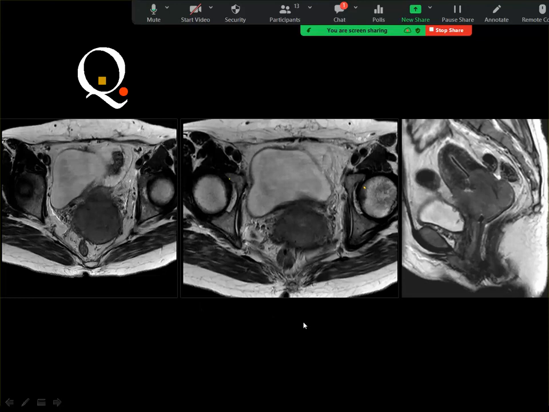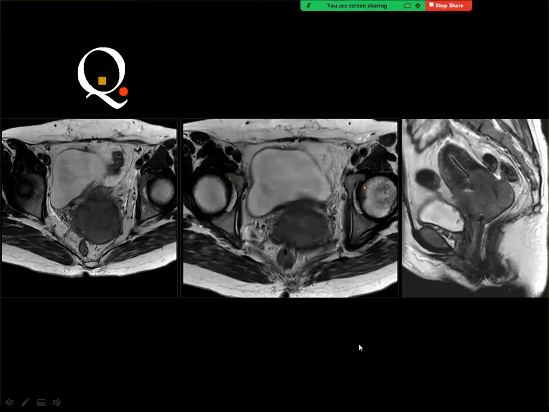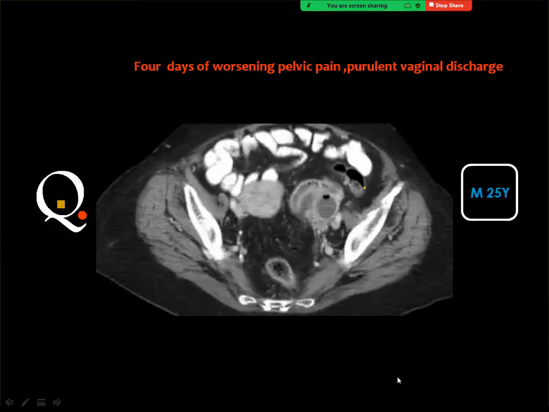Next case, and you see this is axial T2, and this is sagittal T2. Yes, cervical cancer, this is right. Big mass in the cervix with reticulation of the fat around the lesion. And if you look carefully here, you may see that the lesion has not extended into the vagina. It is totally confined to the cervix without any evidence of invasion of the urinary bladder or the rectum. And this is cervical cancer.